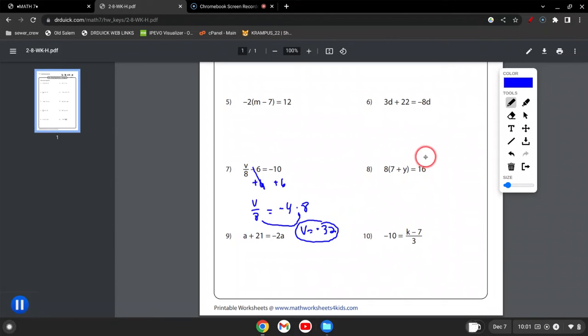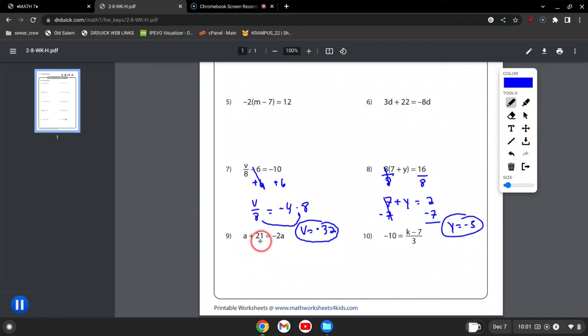Good. Let's take a look at this one. Let's do the easy way. Divide by 8, divide by 8. This goes away. So we have 7 plus y equals 2. Then we subtract 7, subtract 7. And what do we end up with? This goes away. This becomes negative 5. So y equals minus 5.